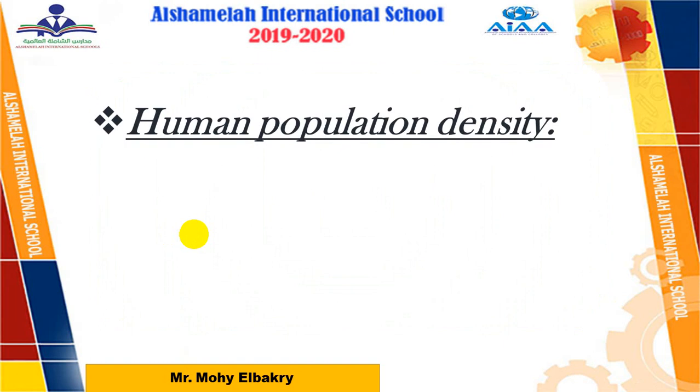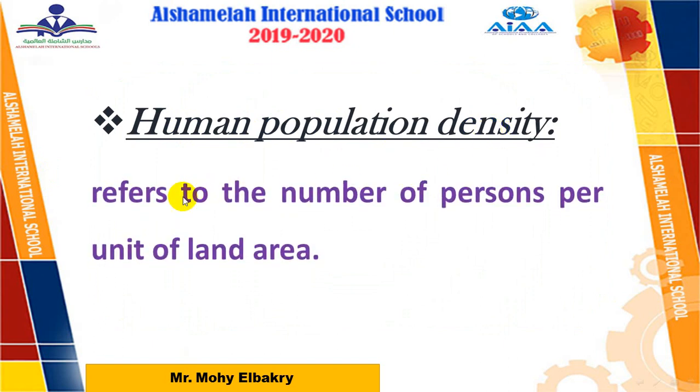First, what is the meaning of human population density? Human population density refers to the number of persons per unit of land area. Again, it refers to the number of people living in a specific area. So human population density refers to the number of persons or people per unit of land area, or the number of people living in a specific area.